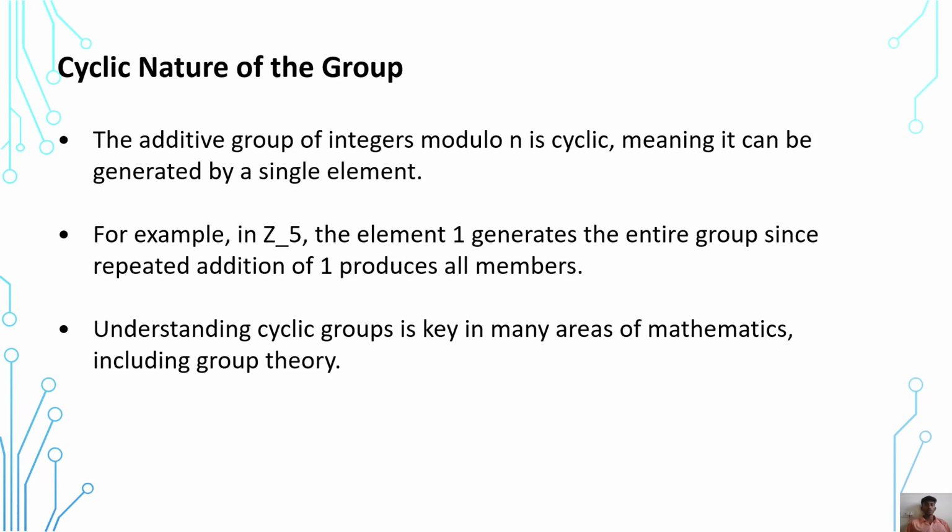Cyclic nature of the group. The additive group of integers modulo n is cyclic, meaning it can be generated by a single element. For example, in Z/5, the element 1 generates the entire group, since repeated addition of 1 produces all members. Understanding cyclic groups is key in many areas of mathematics, including group theory.